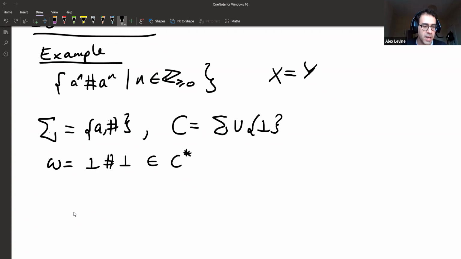And then you need the rational control. And this is where it gets a little bit more complicated. This is a rational set of endomorphisms of C star. So yeah, it sounds quite nasty.